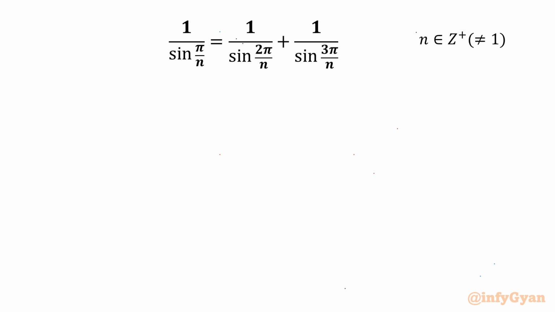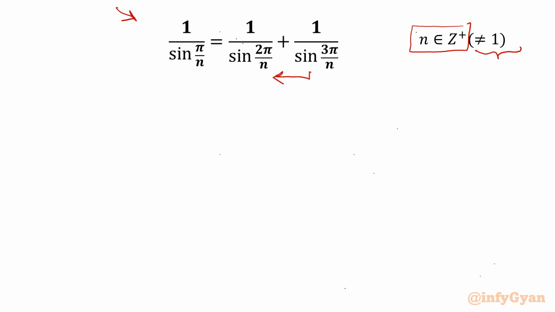In this video, we are having one very interesting question from trigonometric Diophantine equations. Here we have to find out positive integers n, where n cannot be equal to 1, if the given equation is 1 over sine pi over n equal to 1 over sine 2 pi over n plus 1 over sine 3 pi over n. So let's get started. I will take this term to the LHS.